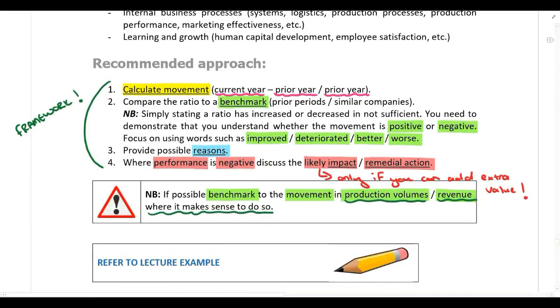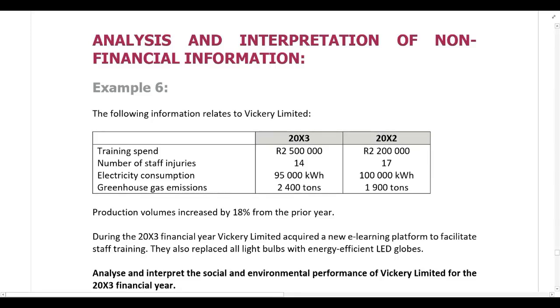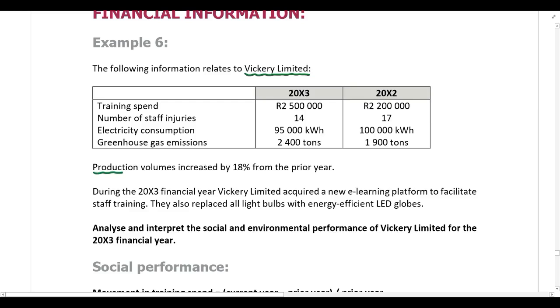All right, let's go and have a look at the lecture example. The following information relates to Vickery Limited. So you've been given information for 20X3 and for 20X2. We've got their training spend, so the amount spent on training, the number of staff injuries, electricity consumption, and greenhouse gas emissions. You're told that production volumes increased by 18% from the prior year. During the 20X3 financial year, Vickery Limited acquired a new e-learning platform to facilitate staff training, and they also replaced all light bulbs with energy-efficient LED globes.